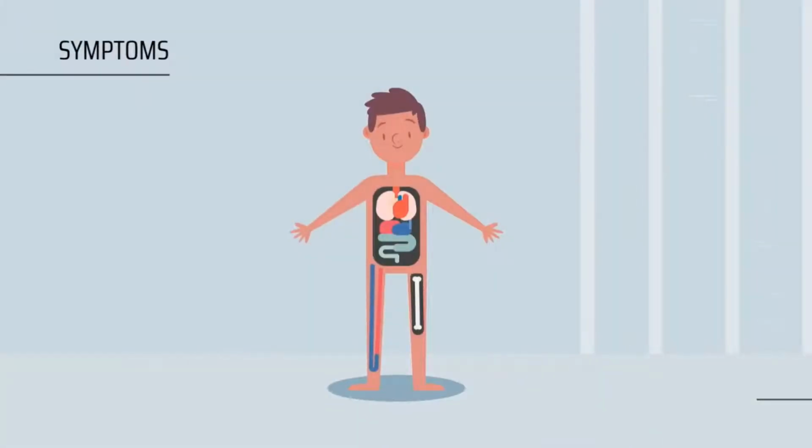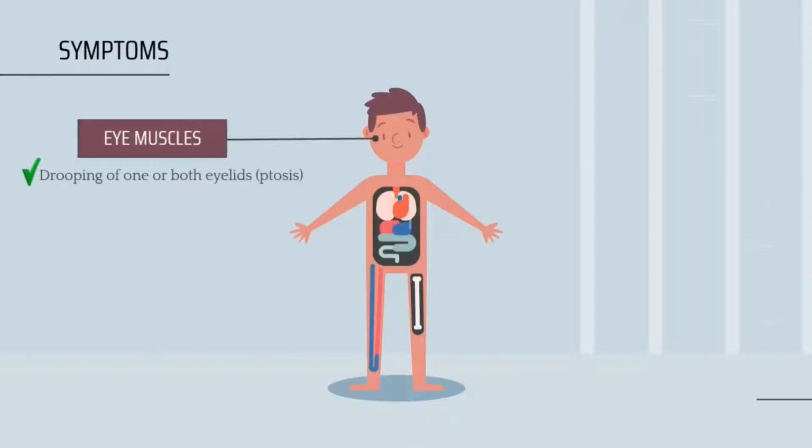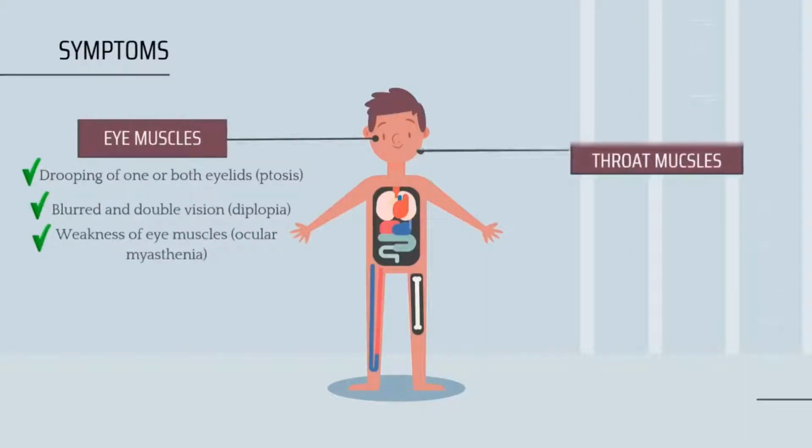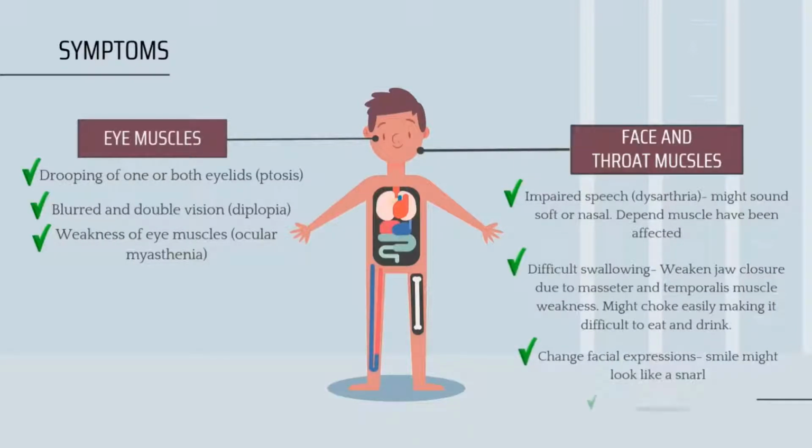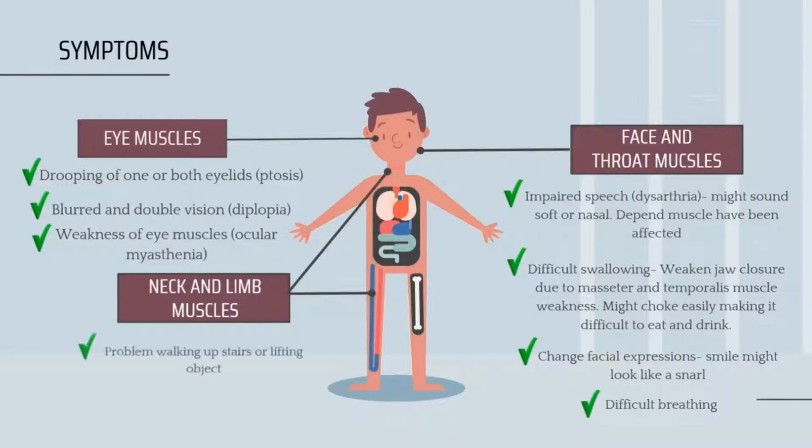There are several symptoms that might appear. It will affect the eye muscles, which includes drooping of one or both eyelids, blurred and double vision, and weakness of eye muscle. Next, it will affect face and throat muscles, which cause impaired speech, difficulty swallowing, change in facial expression and difficulty breathing. Next, it will affect neck and limb muscles, such as problems walking upstairs and lifting objects.